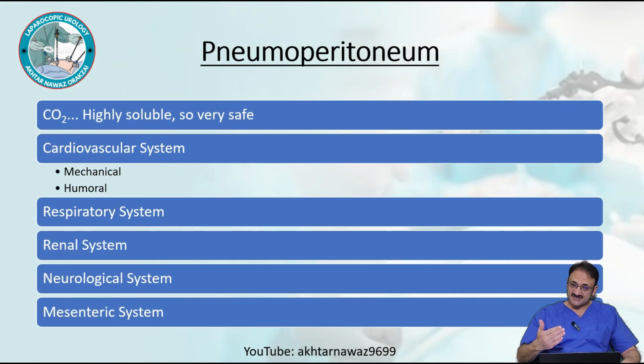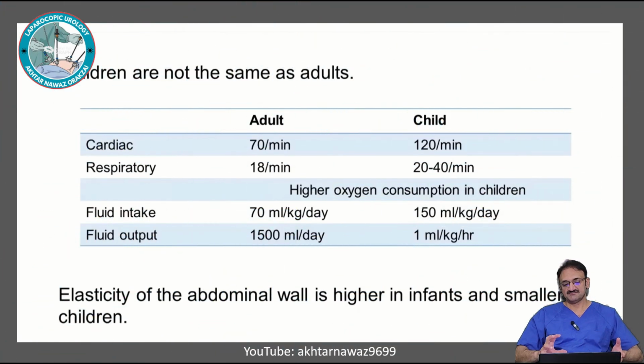And in this presentation, we will be picking each system and seeing the effects of this pneumoperitoneum on the body. That is the cardiovascular system, respiratory system, renal, neurological, as well as mesenteric systems. Pediatric and adult, as I said, that pediatric elasticity is higher than in the small children or the adults.